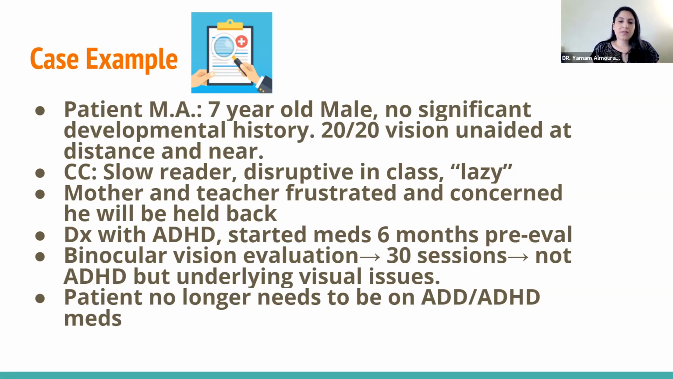We did a binocular visual evaluation. He did end up having some visual issues, and so he needed 30 sessions of vision therapy. Every 10 sessions I do a progress check, and he was progressing very rapidly. After the 30 sessions, it turned out, no, he did not have ADHD. He just had visual issues, and he was frustrated with them, and so it showed in behavior that was mislabeled ADHD. And so all of a sudden that patient does not need the medications that he started on at 7 years old, and he was fine.